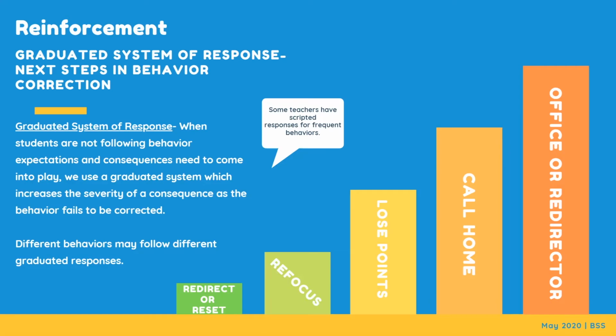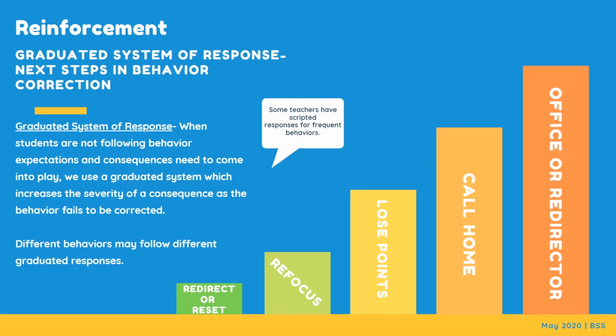So when students are not following a behavior expectation and it's become habitual, and every day they come in and do the same thing, they do it frequently in class, and it's really disrupting education, pull on a graduated system of response. This graduated system increases the severity of a consequence as the behavior is repeated.